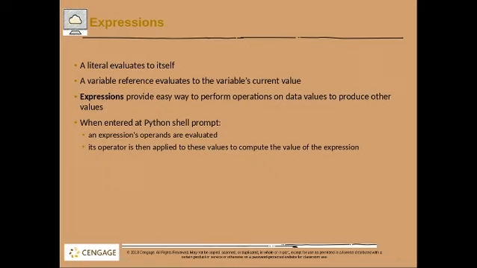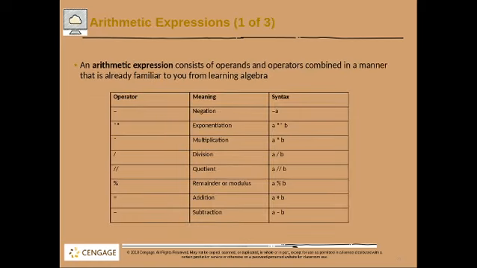Expressions provide an easy way to perform operations on data values to produce other values. These are arithmetic expressions. Oh, by the way, in Python we use a double asterisk to denote exponents, the division sign for division, a double slash for the quotient, and then we have the remainder sign.